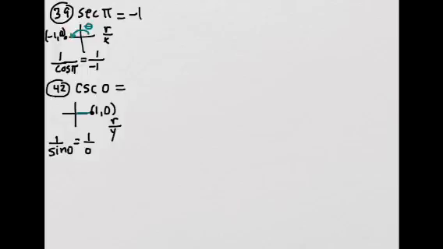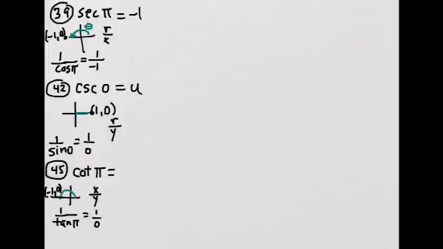42 is cosecant of 0. Again, first I drew the angle, which is 0. The coordinates are 1, 0. Definition of cosecant is r over y. I also wrote it as 1 over sine 0, and sine of 0 is 0, so 1 over 0 is undefined.